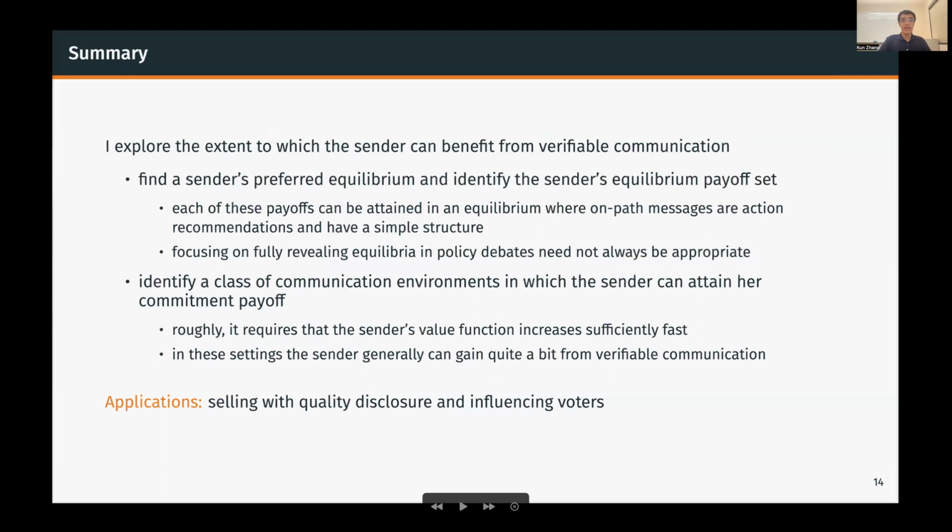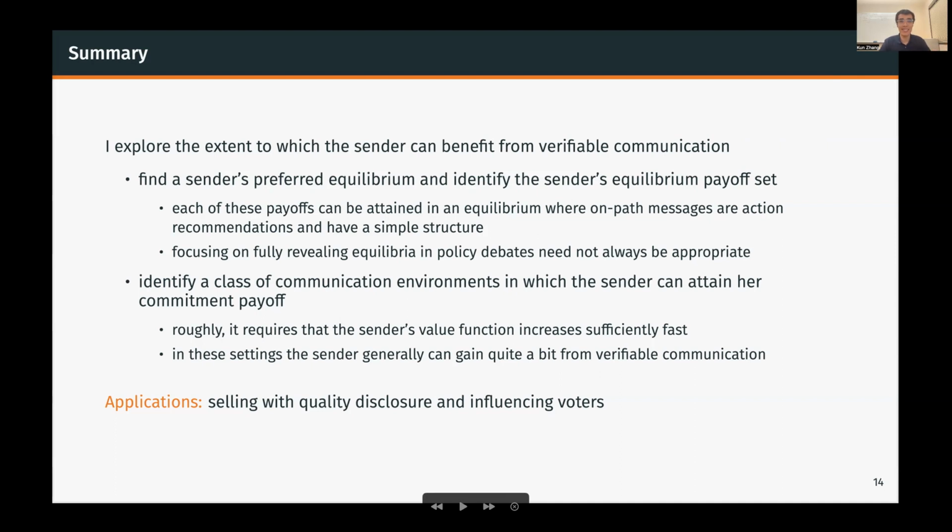So to summarize, I explored the extent to which the sender can benefit from verifiable communication. I identify the sender's equilibrium payoff set. Each of these payoffs in the set can be attained in an equilibrium in which the on-path messages have a simple structure and can be interpreted as action recommendations.